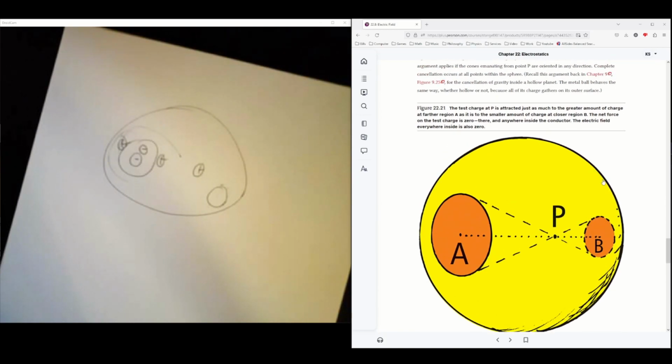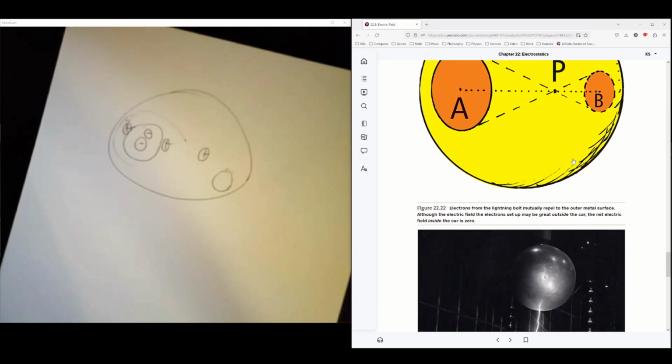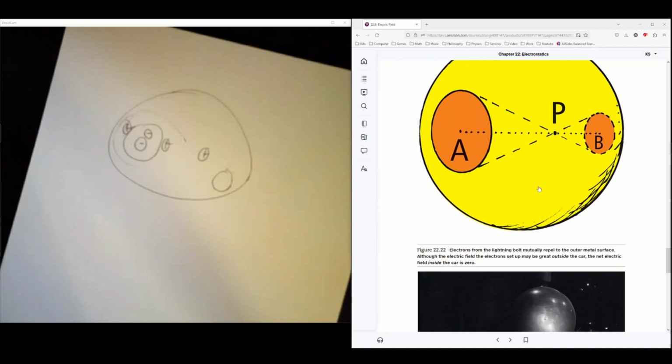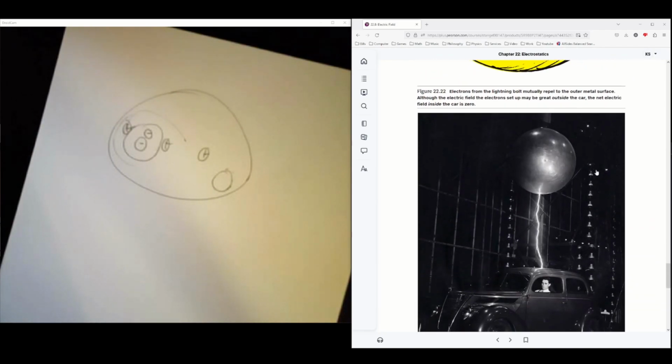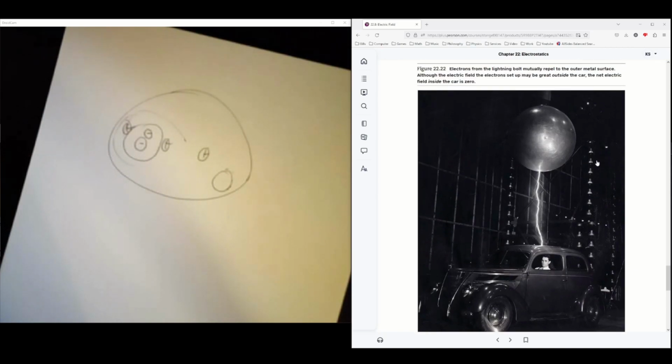It would have been nice if they showed a few charges on the surfaces here so we could see it instead of just this yellow-orange picture. But that's what they're talking about. Electric field is 0 inside a conductor. Not the same for an insulator, though. Insulators can have an electric field in them.